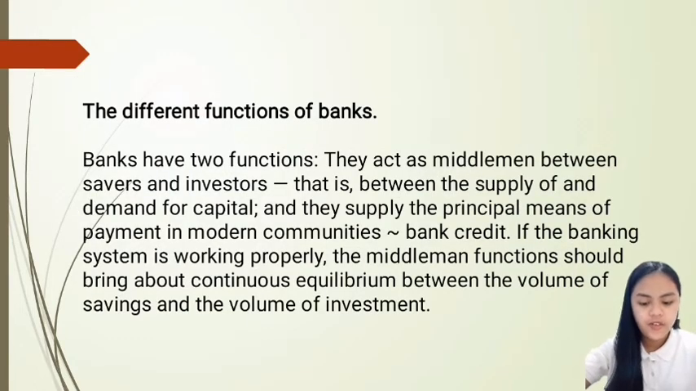So we have here the different functions of banks. Banks have two functions. They act as middlemen between savers and investors, that is, between the supply of and demand for capital, and they supply the principal means of payment in modern communities, bank credit. If the banking system is working properly, the middleman function should bring about continuous equilibrium between the volume of savings and the volume of investments.